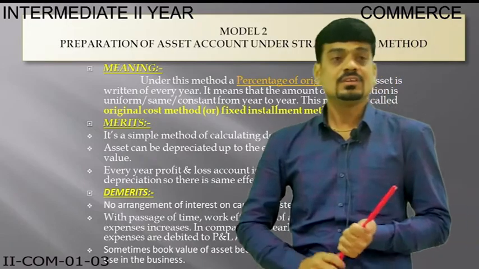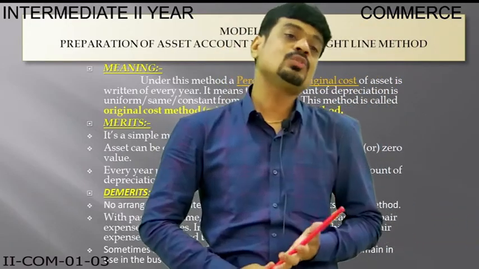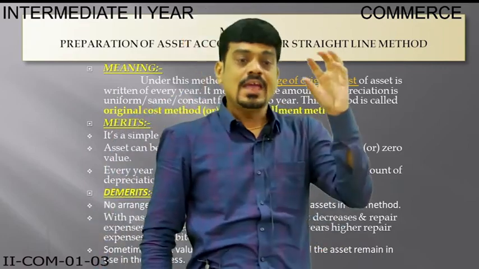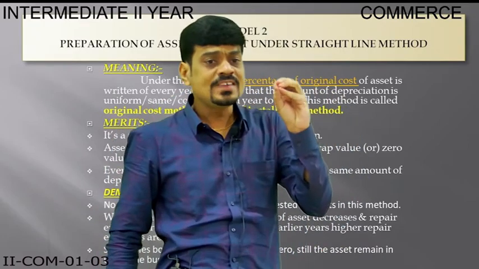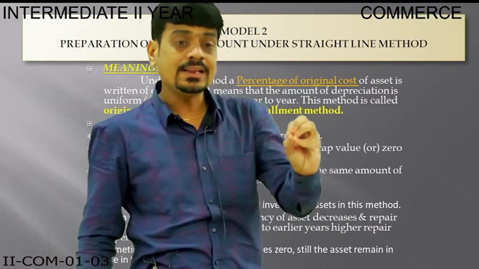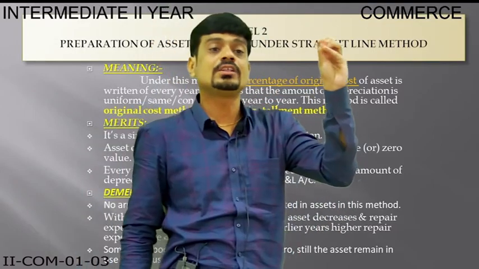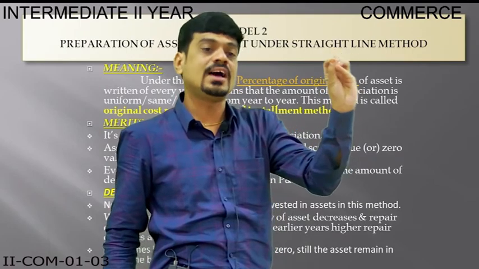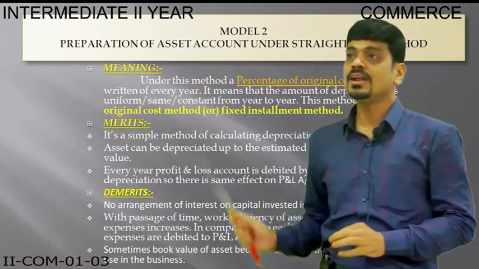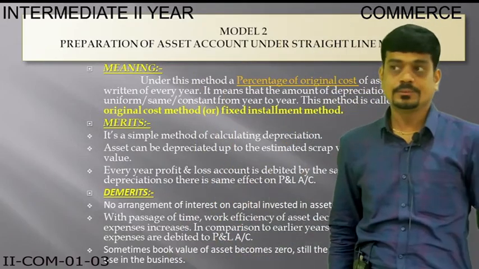Then comes the question, sir, why we call it original cost method. That also we should know. Since every year we calculate a specified rate of depreciation, and that depreciation is calculated on the original cost of the asset, thereby we call it original cost method or fixed installment method.